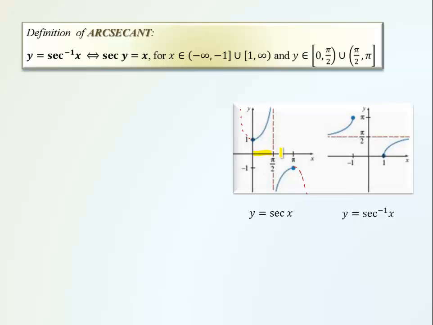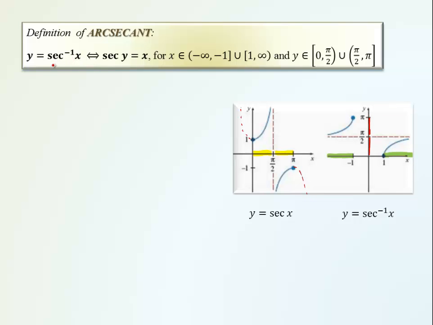So here's the restricted domain. And then we are reversing this by using symmetry in the diagonal. After the symmetry, we obtain the graph like this. So there are two branches. As you see, the domain for the arcsecant is from -infinity up to -1. Then skip this section between -1 and 1 and go from 1 to infinity with the endpoints. The range is from 0 to pi half. Skip the pi half and continue till pi.